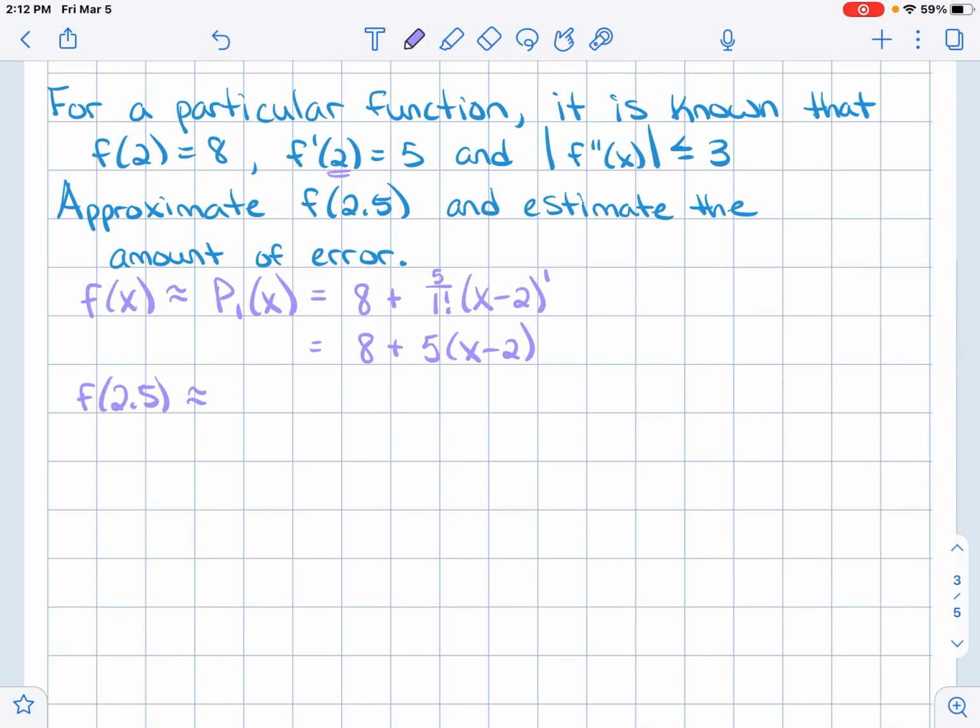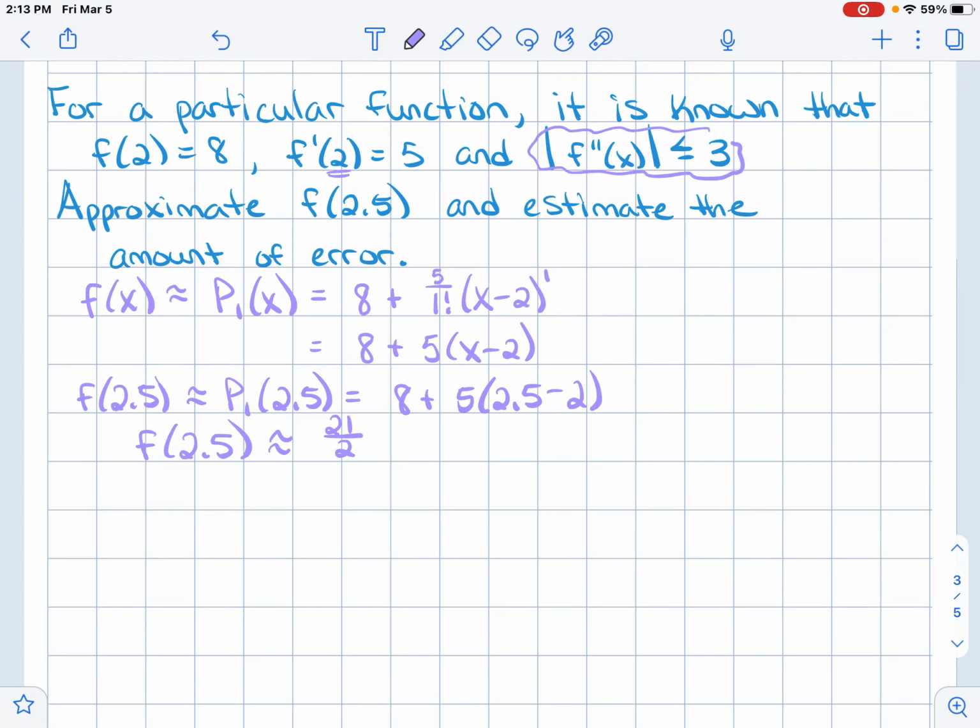So f of 2.5 is found by plugging 2.5 into this first order polynomial. So it's 8 plus 5 times 2.5 minus 2. 2.5 minus 2 is 1/2. So I have 5 halves plus 8, which is 21 halves. So f of 2.5 is approximately 21 over 2.